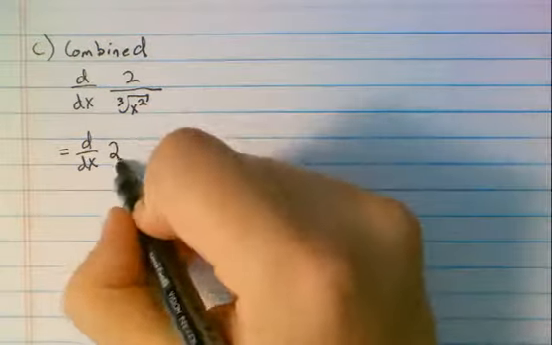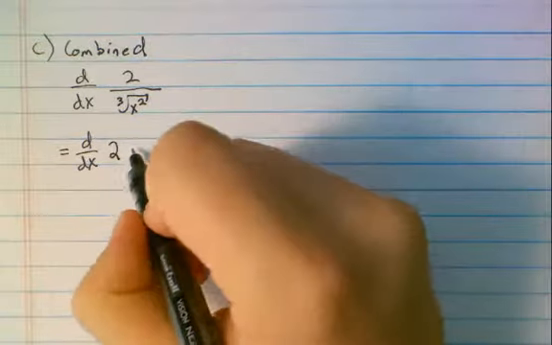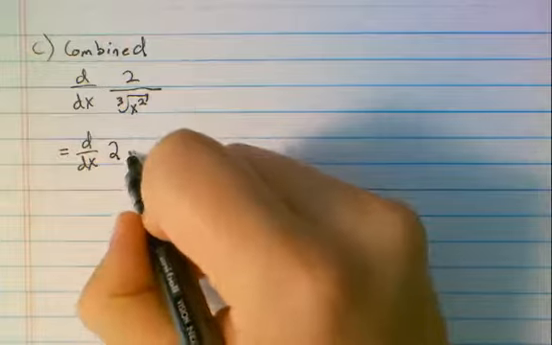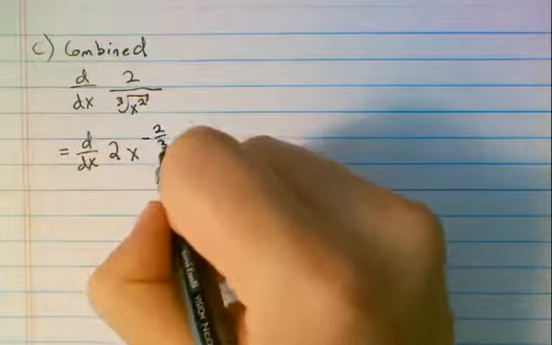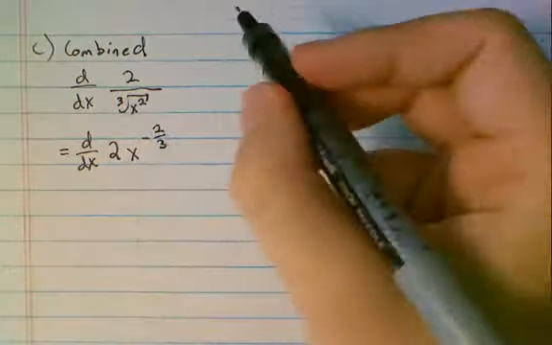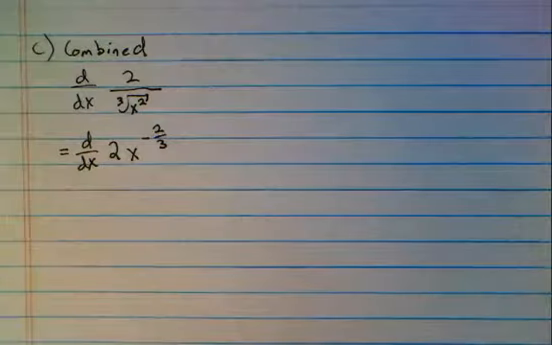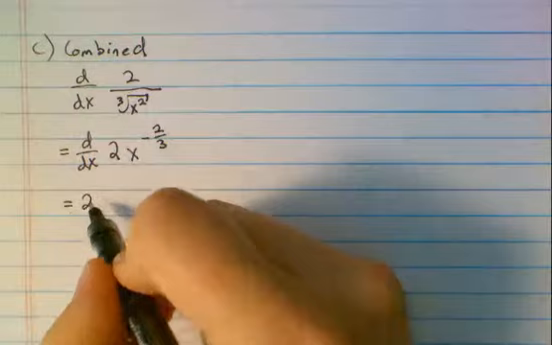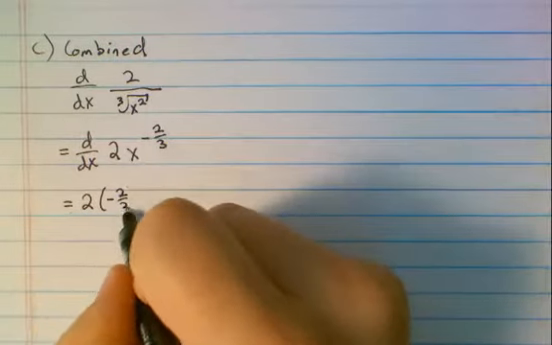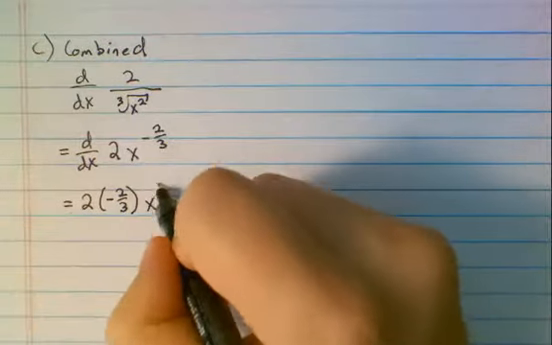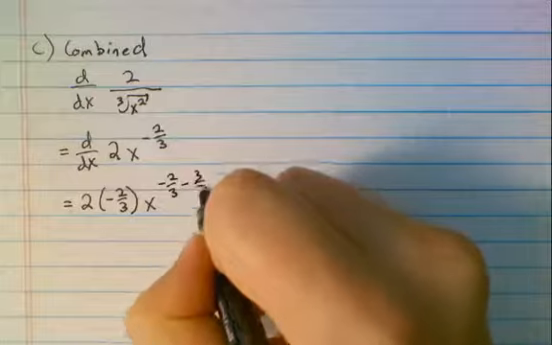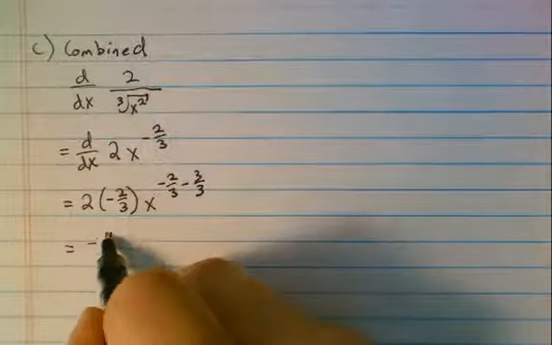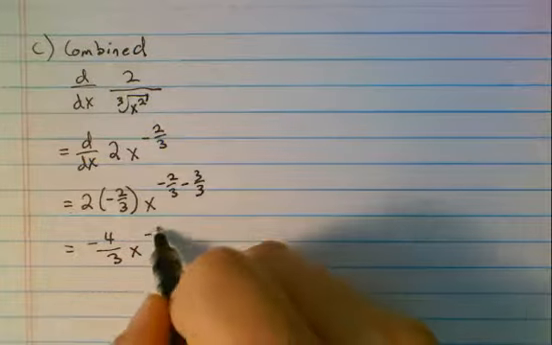This 2 is along for the ride, and this is x to the negative 2/3. 2 over 3 from the radical, negative because it's in the denominator. Now, just as we've been doing, we can take that derivative, bring that down, the 2 is along for the ride, bring down negative 2/3, subtract 1 from the exponent, negative 4/3 x to the negative 5/3.